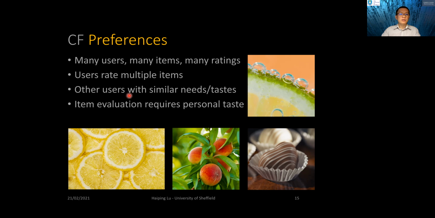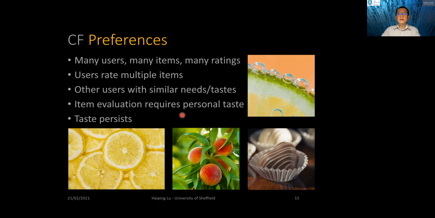It also assumes that the item evaluation will require personal taste, some personalized characteristics to evaluate the item, for example, movies, music. So different people will give different ratings, depending on their personal taste. It also assumes that the taste will persist, so it means the taste will be stable, so that you can recommend the items based on the taste. So these are all the assumptions.